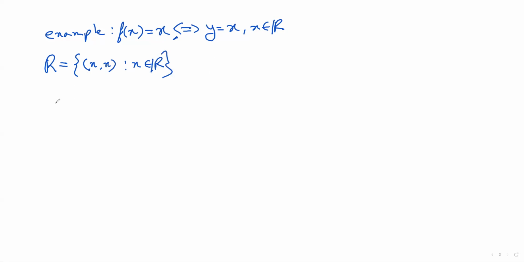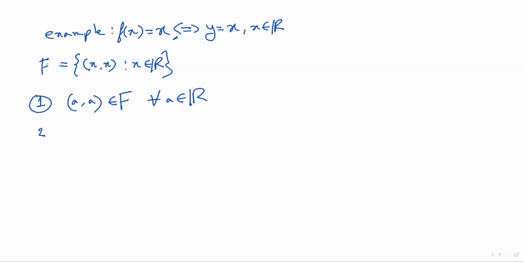Now let's check if it satisfies all the three conditions. First one. Now by default, a comma a belongs to R for all a in the set of real numbers. The two R's are different R's. I think let's do something to avoid the ambiguity. Let's name the relation F so that there is no ambiguity, right?